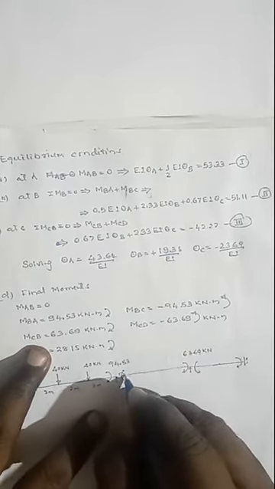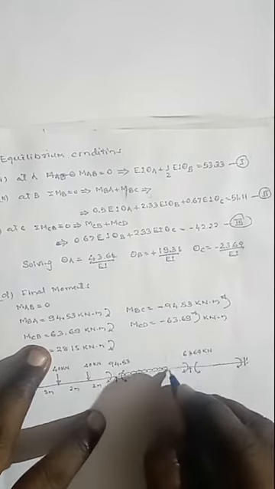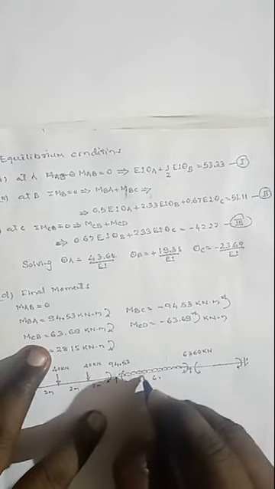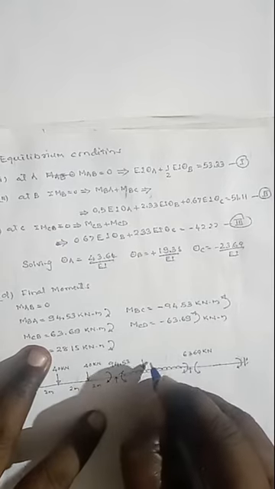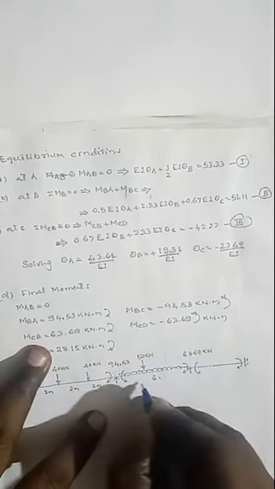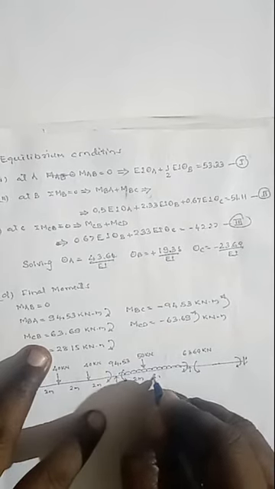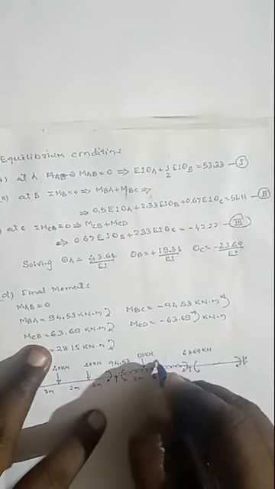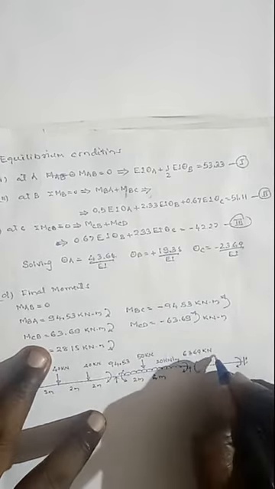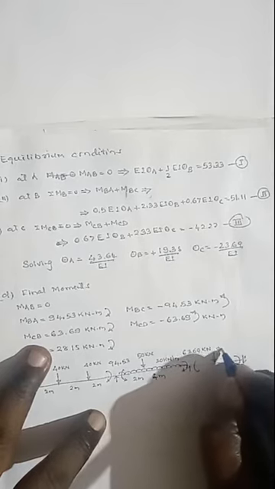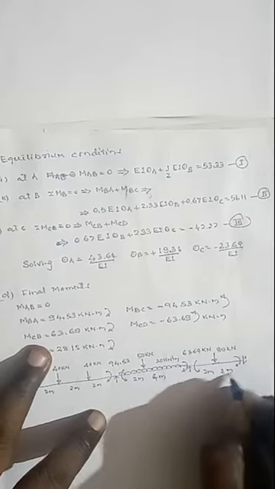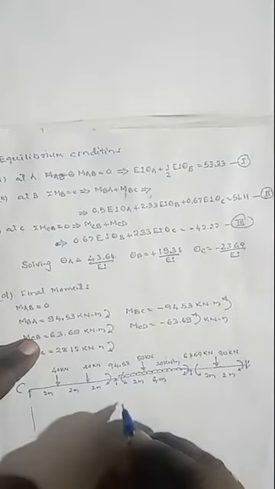Here it is subjected to UDL of 20 kilonewton per meter over a length of 6 meter. This one is subjected to a point load of 50 kilonewton, at a distance of 2 meter. This one is 20 kilonewton per running meter, and this one is subjected to a point load of 80 kilonewton, that is at a distance of 2 meter from either end. Now we can draw the bending moment diagram.